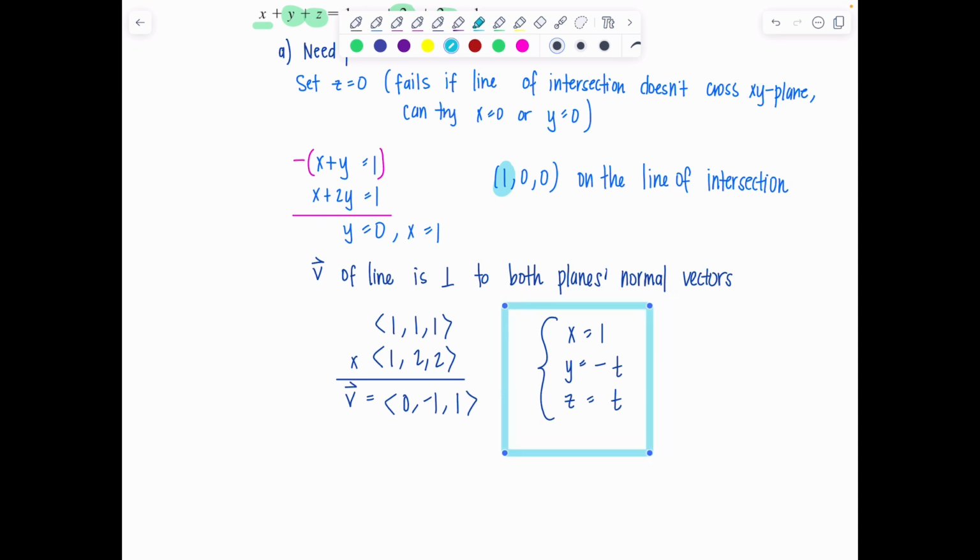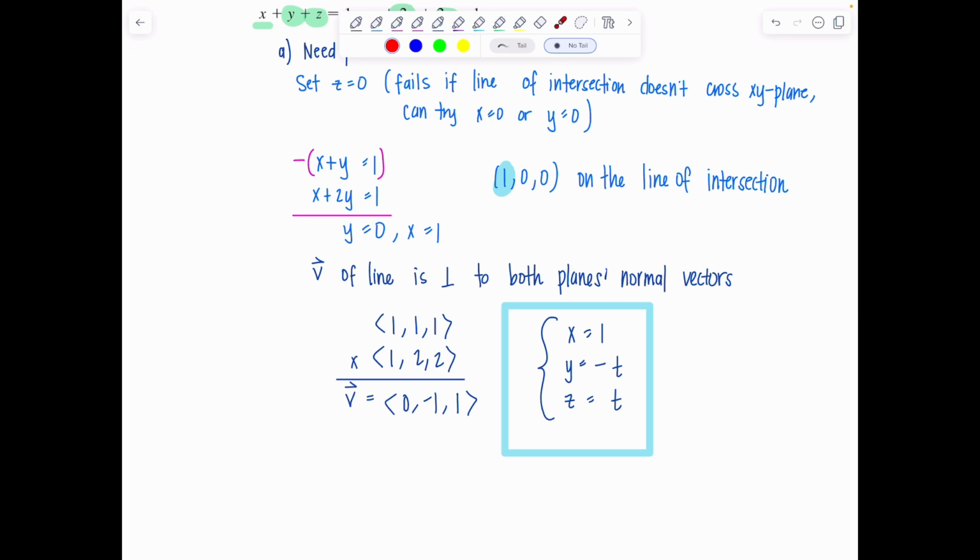Now remember, the equation of a line in 3-space is not unique. So you could have had a different point on the line of intersection. Your parametric equations would look a little different, but the direction vector should still be a scalar multiple of 0, negative 1, 1. Got it?